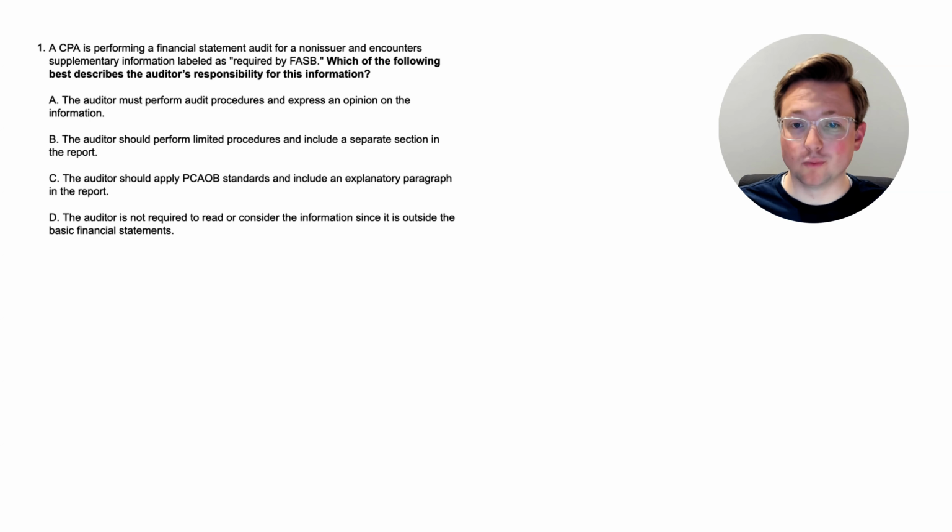financial statements. So what do they have to do with this supplementary information that's required by the FASB? What's their responsibility? If you have no idea, that's okay. We are going to use these questions to learn this. So let's dive into the explanation together.